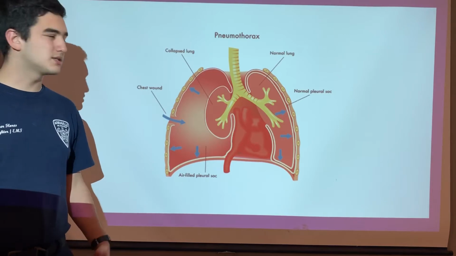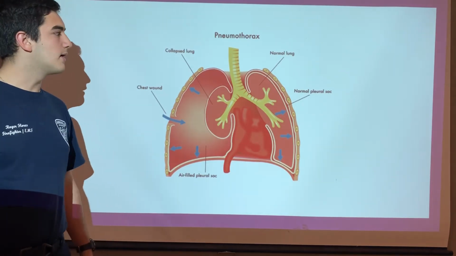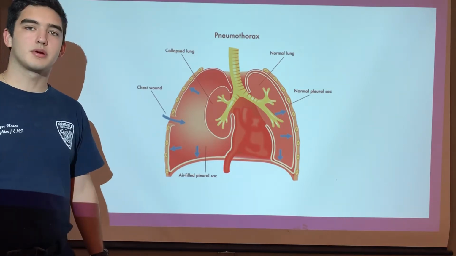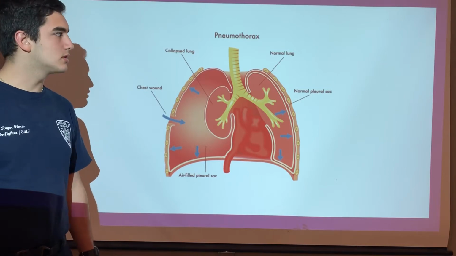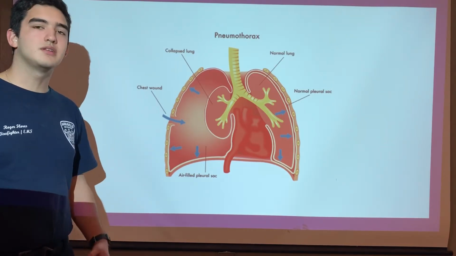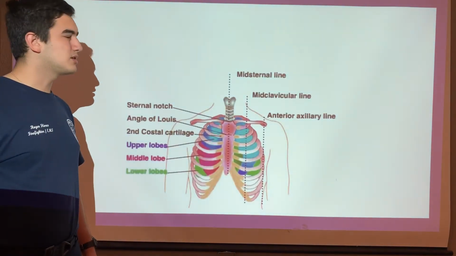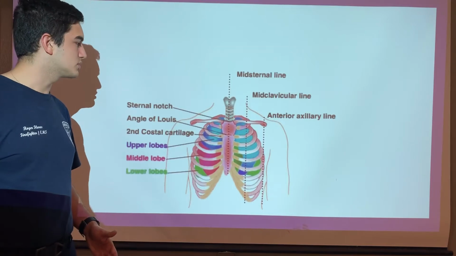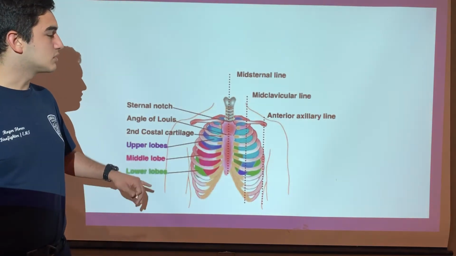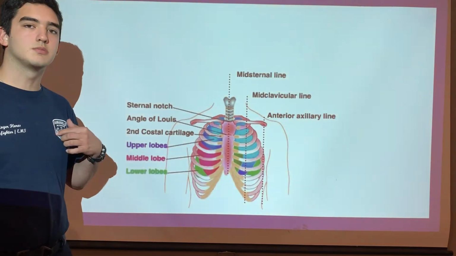Some signs and symptoms you're going to see in the patient are sharp chest pain, maybe some pulsus paradoxus, some absent lung sounds if you auscultate, and tracheal deviation. The treatment for this person is going to be a needle decompression, either with a 14 gauge or a needle decompression kit. What you're going to be looking for is the midclavicular second intercostal space.